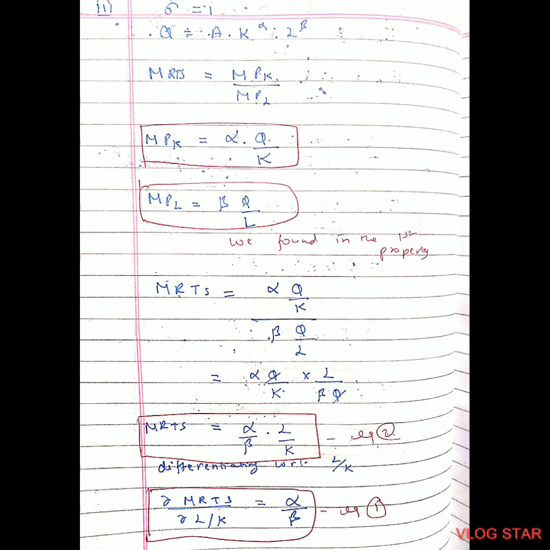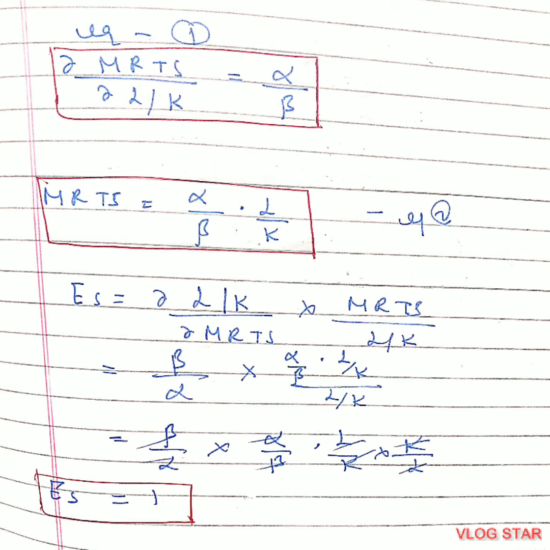As we solve further, we get alpha Q upon K multiplied by L upon beta Q. So now we'll cancel out Q by Q. Now we get MRTS as alpha upon beta multiplied by L upon K, putting this as equation 2. Now we will be differentiating it with respect to L upon K. So after differentiating here, we get equation 1. So these are two equations which we've just found in the previous slide.